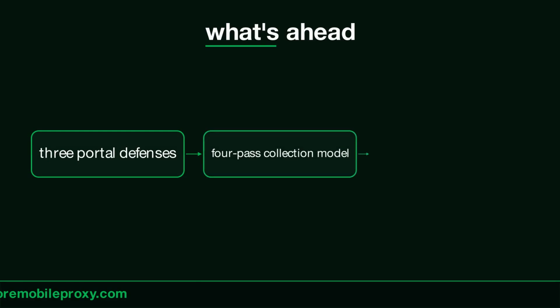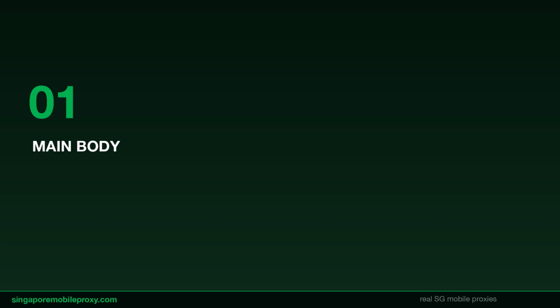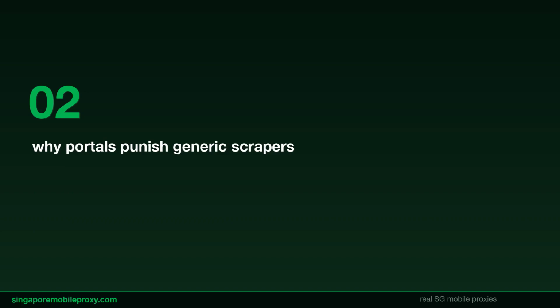Three things ahead. The three defenses that break naive real estate scrapers, the 4-pass collection model that survives, and a working Property Guru enrichment probe with sticky mobile sessions. On to the main body: why portals punish generic scrapers.